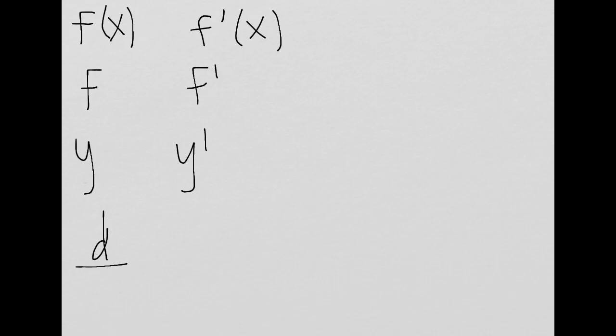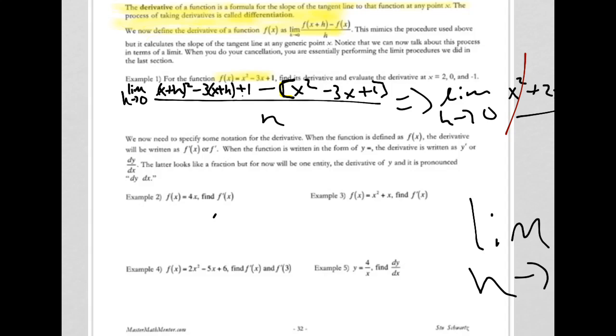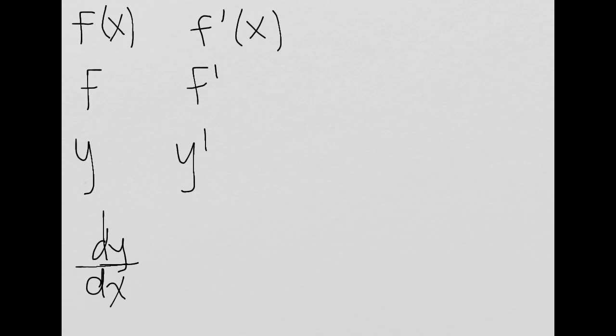Another thing that it'll use is dy dx. So dy dx also could be the derivative of y. All that means is the derivative of y with respect to x. And you just say it dy dx. It's not dy over dx, it's just dy dx. Does that make sense? So in the problem that we were just doing, we had f of x. So f prime of x is equal to 2x minus 3.